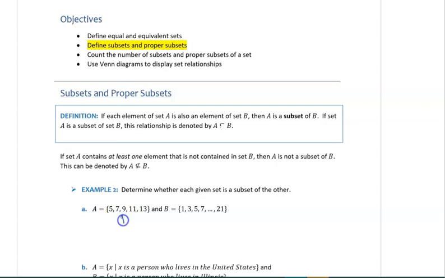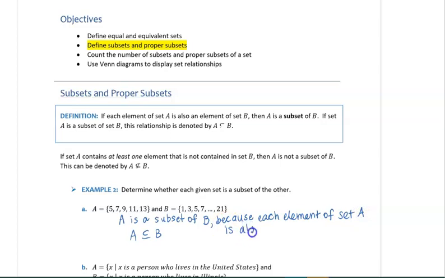We could write that in words: A is a subset of B. Or we can write it using symbols: A is a subset of B. Because each element of set A is also an element of set B.